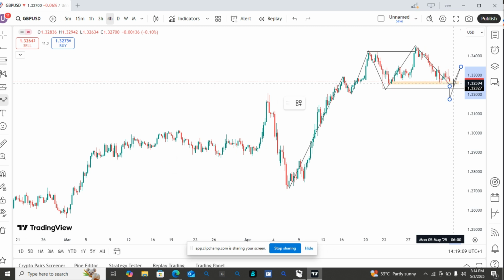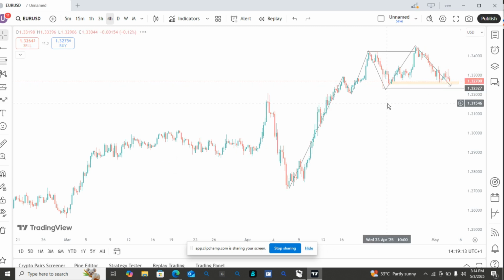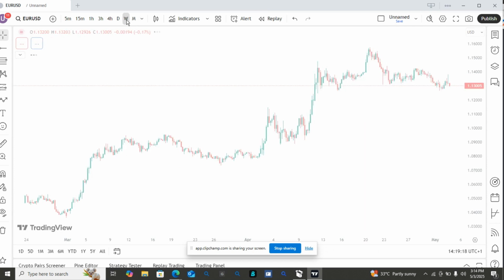So next pair on the list will be Euro USD. Let's see what was happening on Euro USD. So Euro USD on a weekly time frame. Let's start on a weekly time frame on Euro USD.